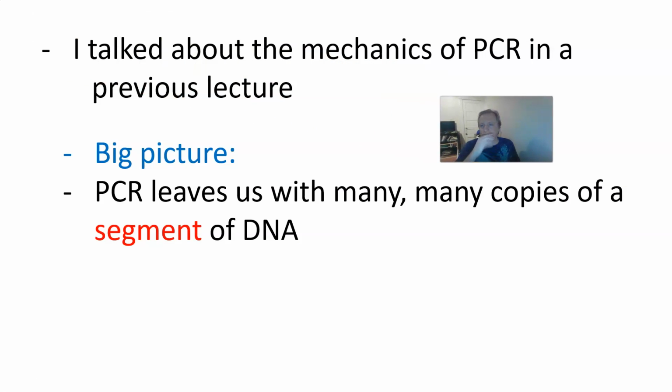So we talked about, again, the mechanics of that in a previous lecture, but the big picture is that PCR is going to leave us with many copies of a segment of DNA. Whatever segment of DNA we care about amplifying, that's what we're going to be left with.